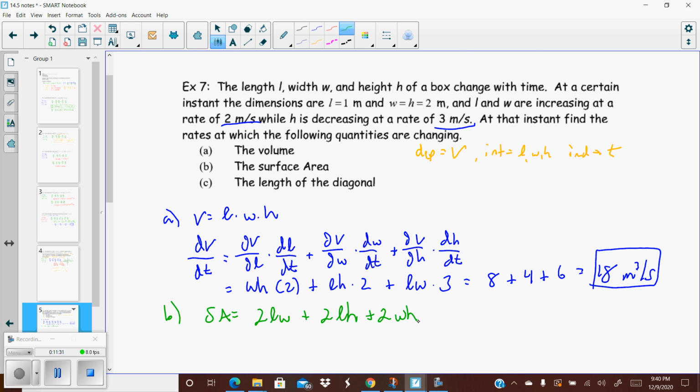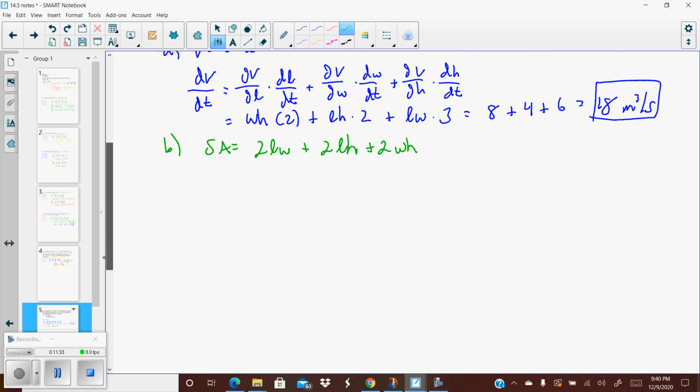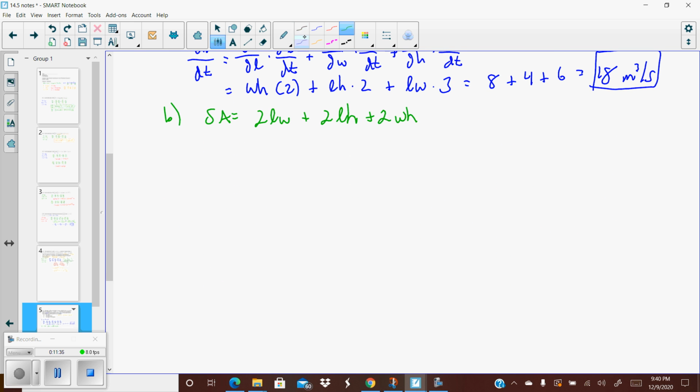So basically, let me kind of sketch this down here just to make sure everybody's kind of with it here. So we've got some kind of a box. Try and make it so all these dimensions are slightly different.